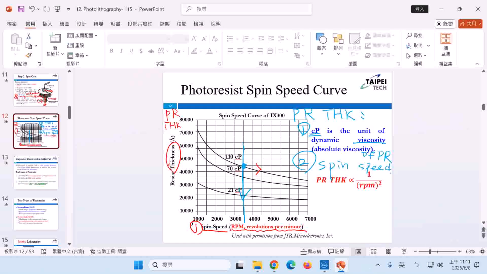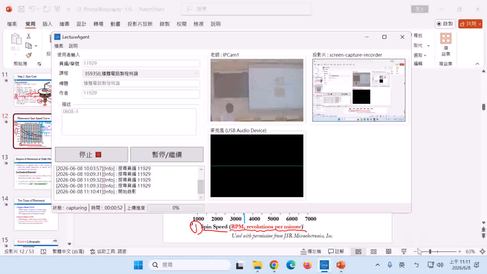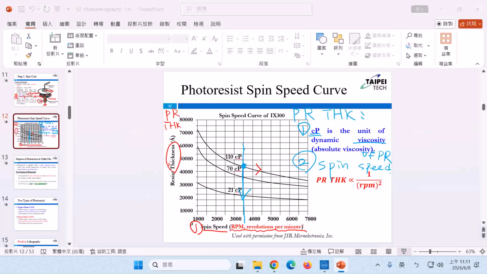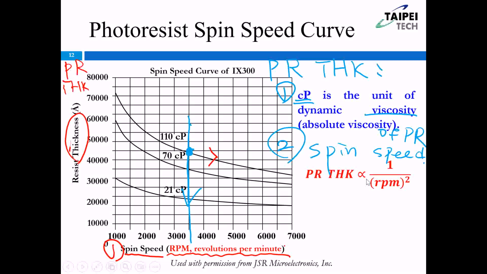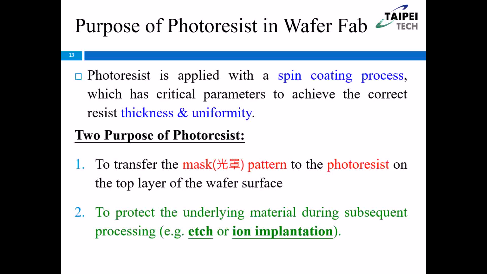Okay, let's begin our lesson. So right now, we are going to talk about the second processing step of photolithography. The second processing step is spin coating PR. So the next slide, page 13. On this page, we show you the purpose. There are two purposes for the photoresist.